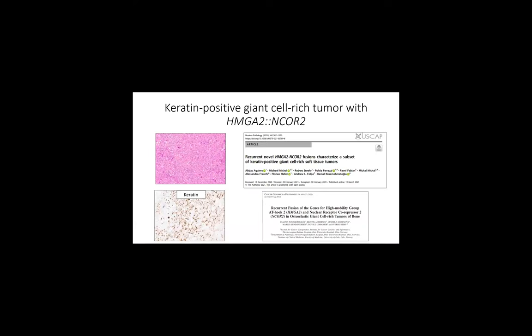The third tumor we're going to talk about in this differential is a new, recently recognized entity, which has been tentatively named keratin positive giant cell rich tumor with HMGA2 and NCOR2 fusion. I've seen a few of these in my practice, and the morphology is very similar to giant cell tumor of bone. They have very evenly spaced giant cells in a background of mononuclear cells. The only difference is that the mononuclear cells will show keratin staining.